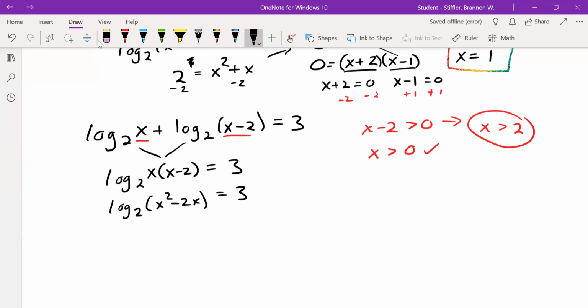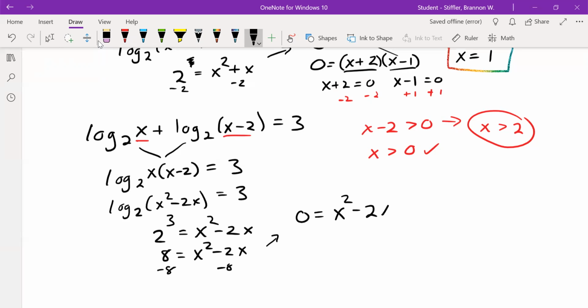Now I have a single log, I'll change form. This works because I have a constant on the other side. 2 to the power of 3 equals x squared minus 2x. Of course, this becomes 8. And I'm going to solve. I'll subtract 8 from both sides, leaving me with 0 equals x squared minus 2x minus 8.